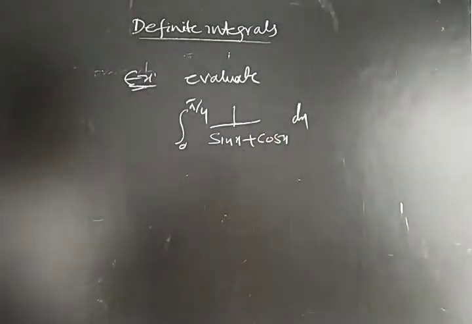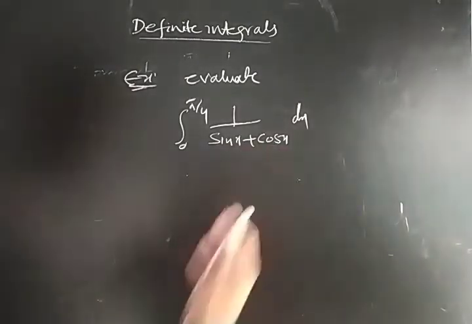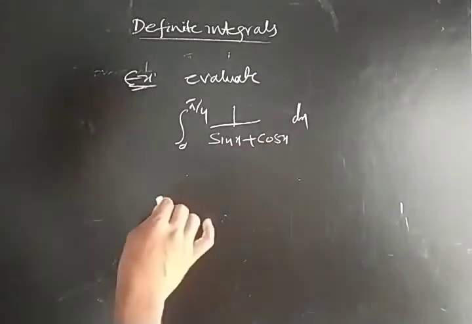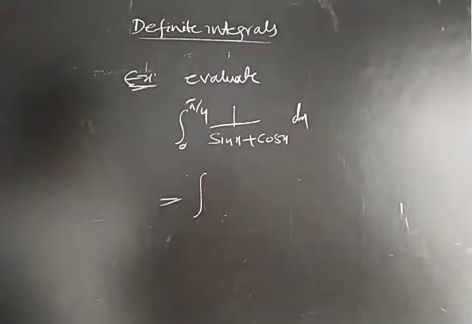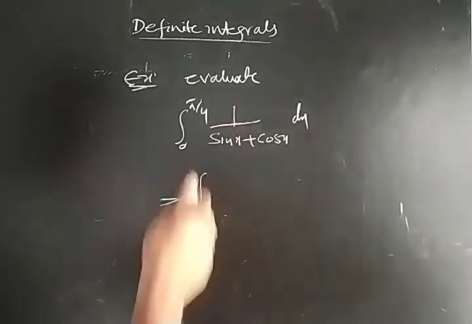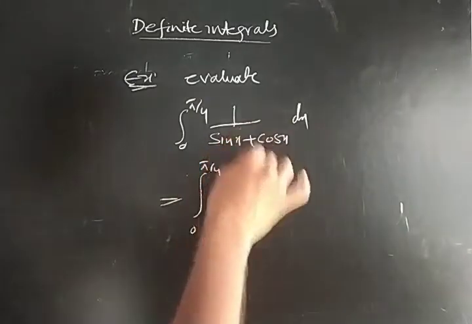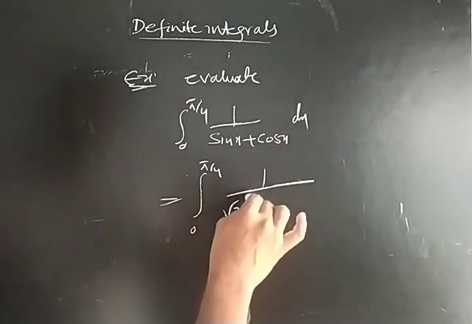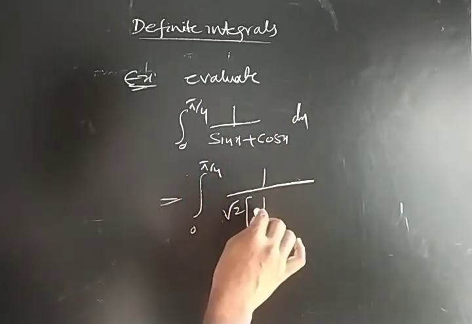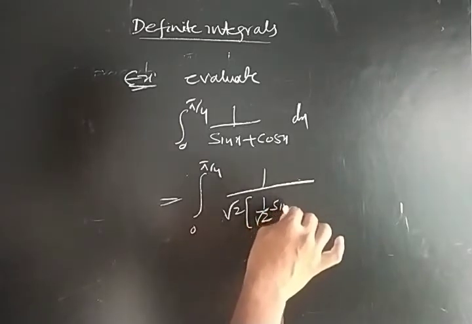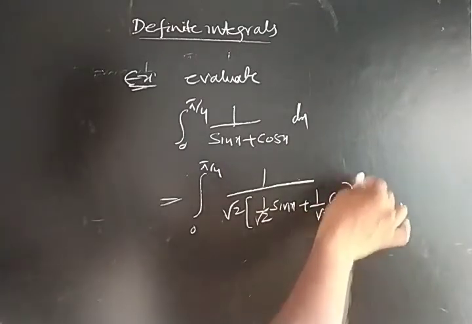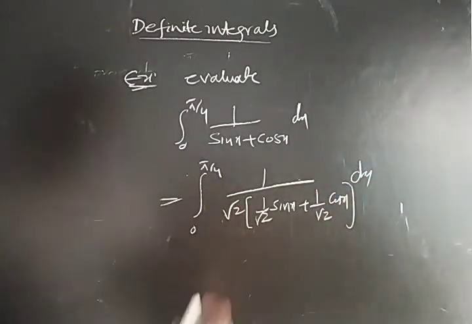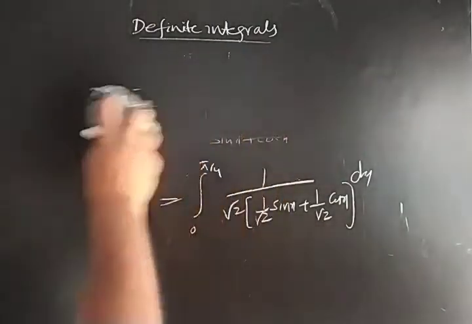Okay, what I said, in denominator if you have sin x cos x, we can use tan x by 2, or one more method you can use like this. How we can use here? So what I am doing here, I am multiplying and dividing by root 2 in denominator, 0 to pi by 4. Just I am modifying the denominator. 1 by root 2 into 1 by root 2 sin x plus 1 by root 2 cos x dx.